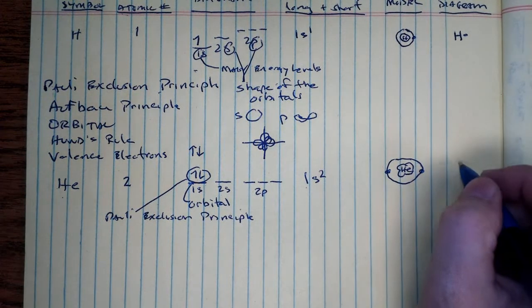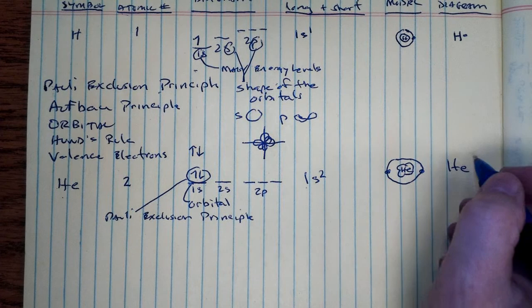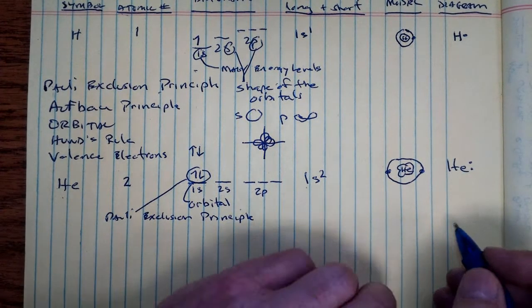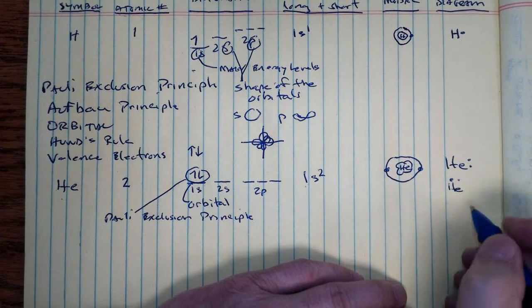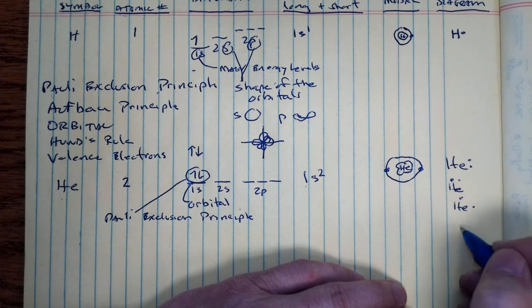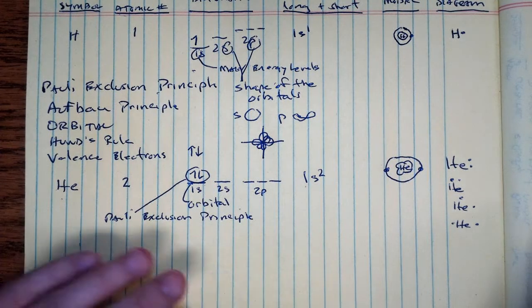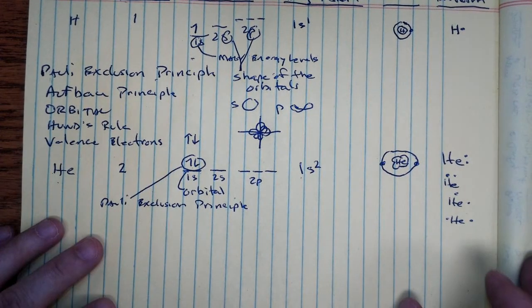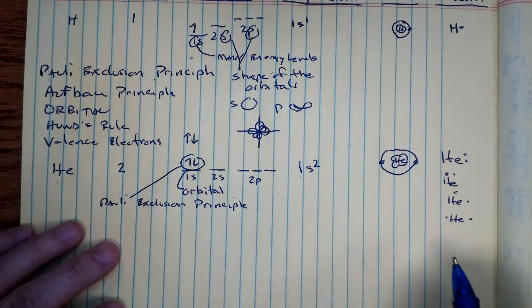And then on the dot diagram, we will have that, and you might see that this way, or you could see it that way, or this way. The big point here is that there are only 2 electrons in the valence shell. So the outer shell is the valence shell of the atom.